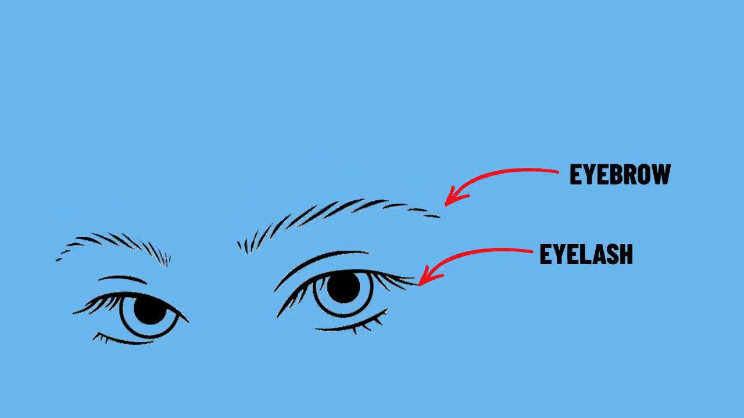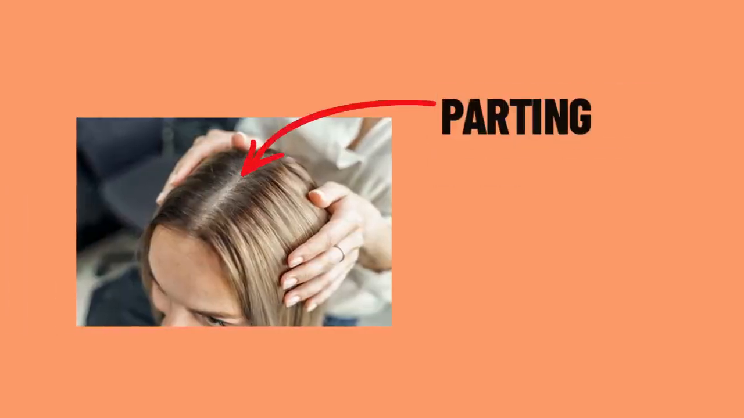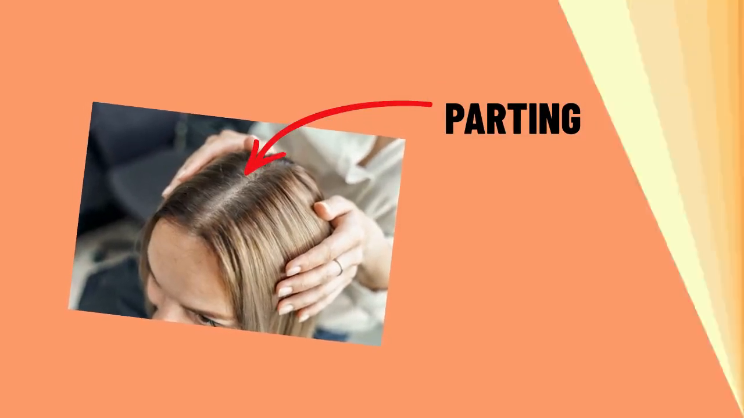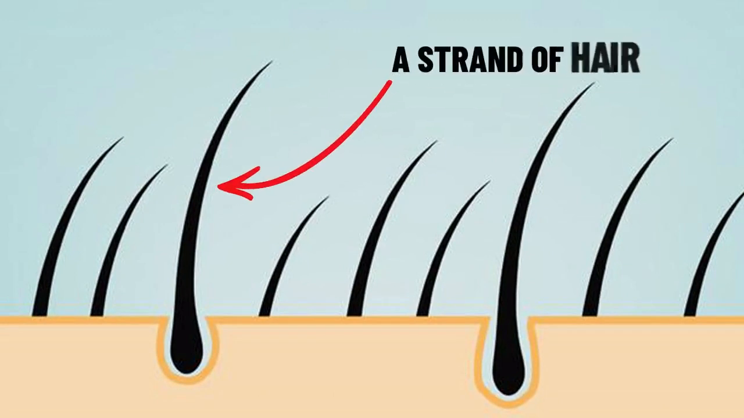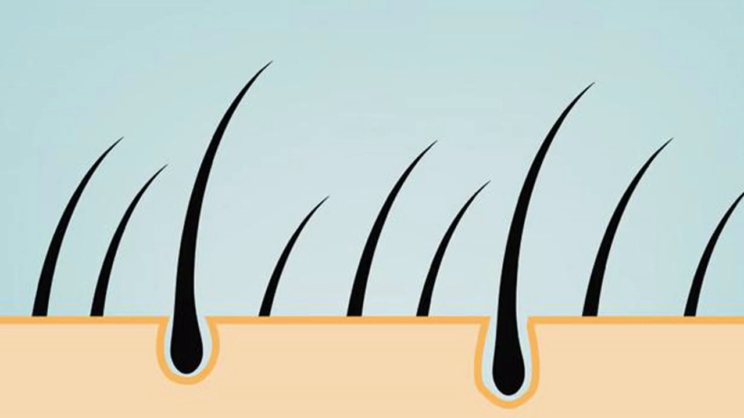The location on your head where your hair divides in different directions is called the parting. The root of a hair is known as a follicle. We also have a term, a strand of hair, and this describes a single hair usually removed from the body. When it comes to naming the endpoint of a single hair, we have the word tip.